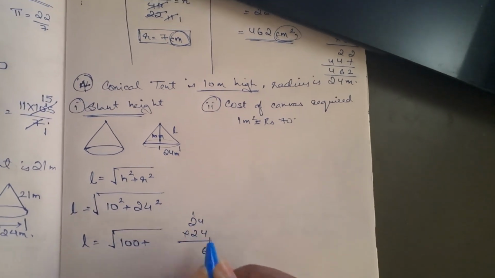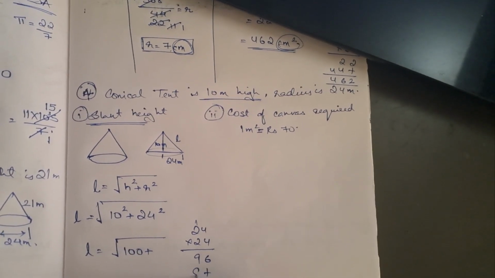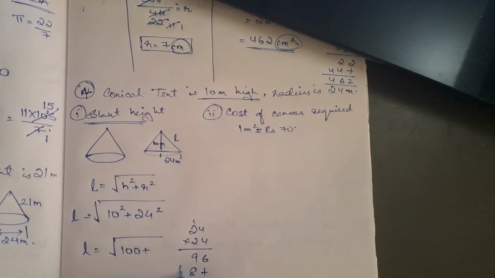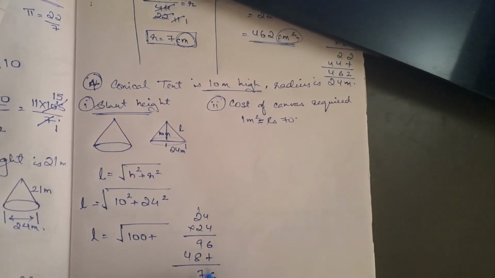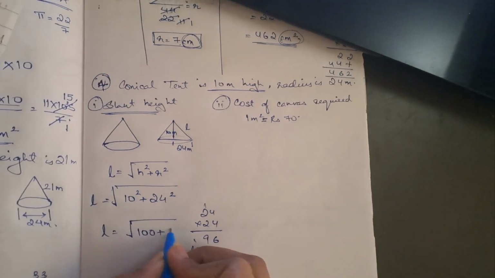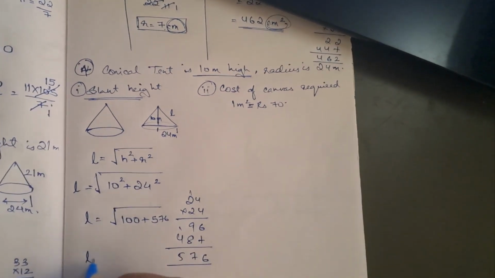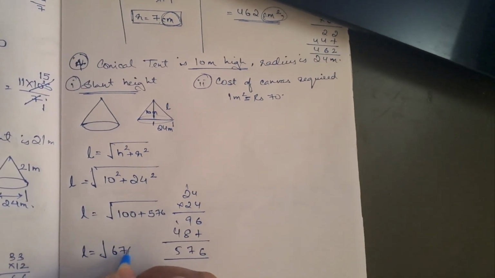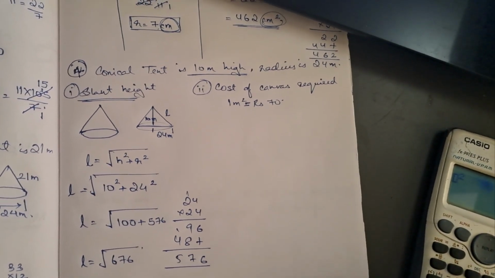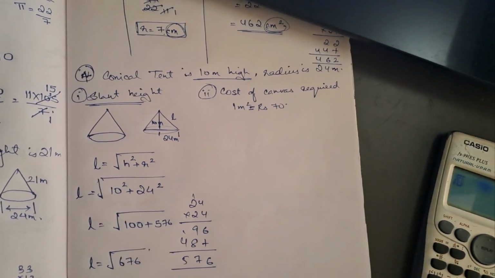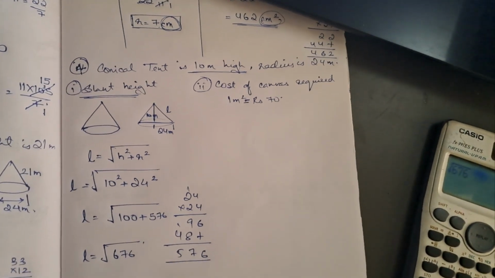24 times 24: 4 fours are 16, 4 twos are 8, 9, 8 and then 4, that becomes 576. And then L is equal to root of 676, and I don't know what the root of 676 is. Okay, so the root of 676 is 26.